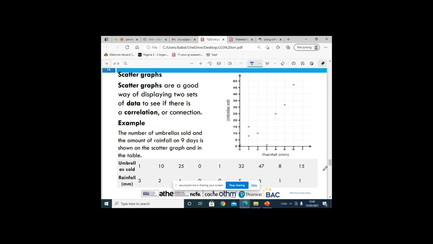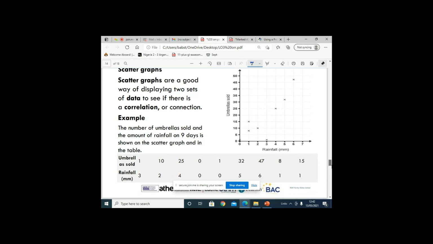So look at this example now. The number of umbrellas sold and the amount of rainfall on 9 days is shown in the scatter diagram. So this is the umbrellas sold. For example, on the first day, the umbrella sold is 1, rainfall is 3 millimeters. The next day, umbrella sold is 10, rainfall is 2. Umbrella sold is 23, 25, rainfall is 4, 0, 0, 1. Then 35, 32, 5, 47, 6, 8, 1, and this.